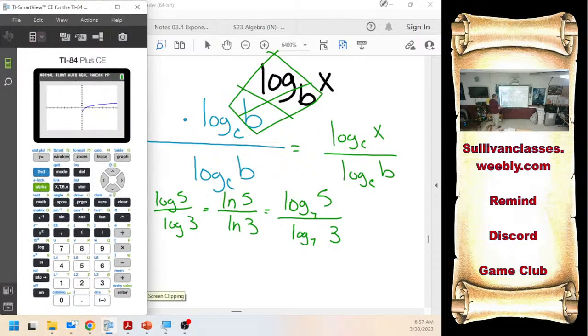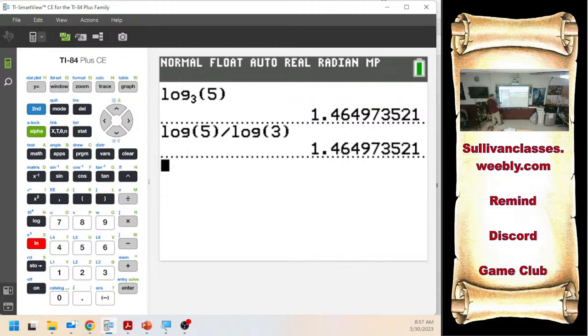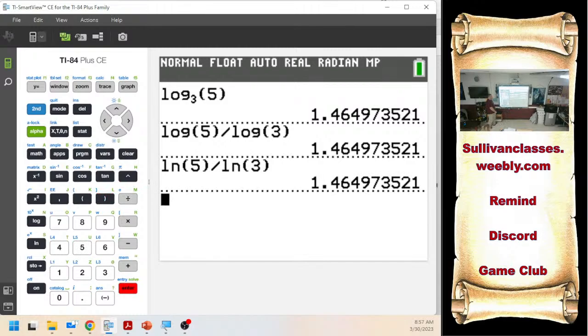And just to show you, if I had alpha window, what option is it? 5? So if I did log base 3 of 5 versus I did just plain old log of 5 divided by log of 3 versus I did the ln of 5 divided by the ln of 3. Okay? The change of base formula allows me to stick with the 1 or 2 buttons that are on every calculator.